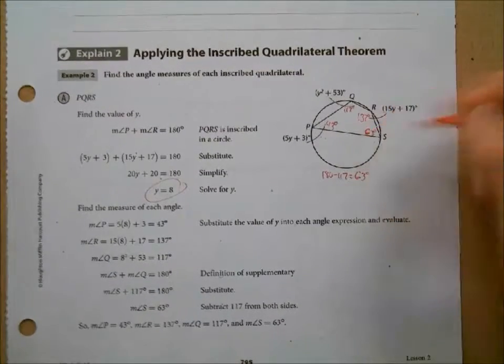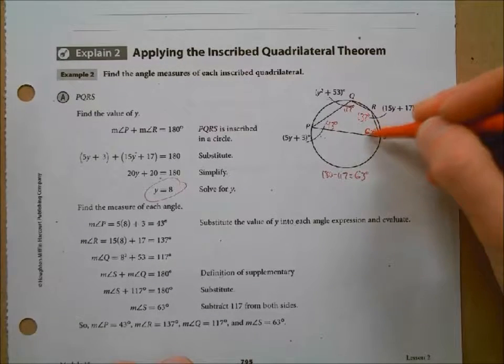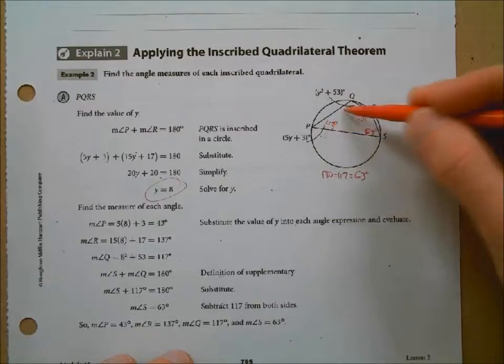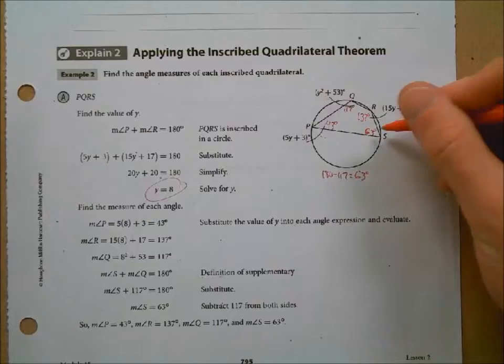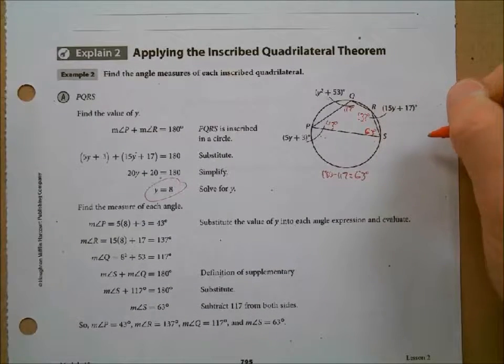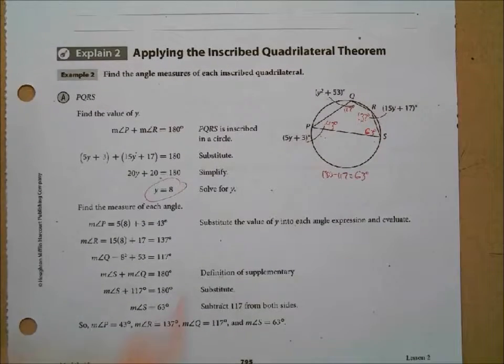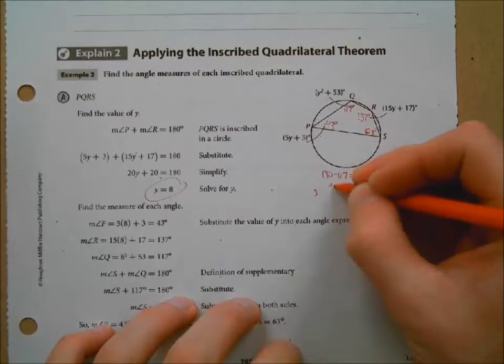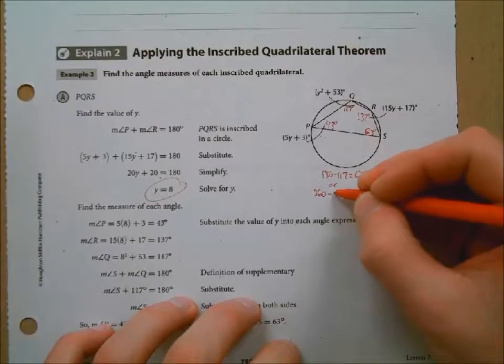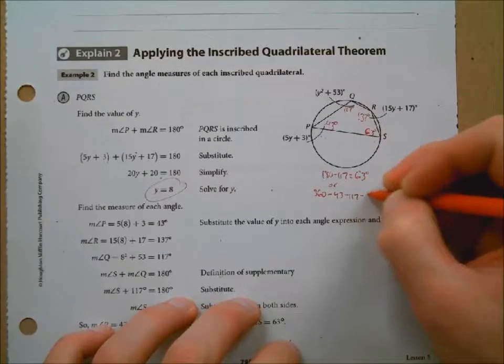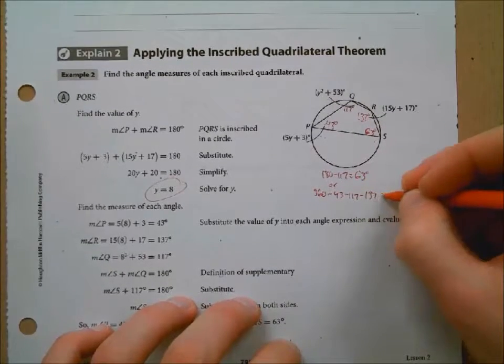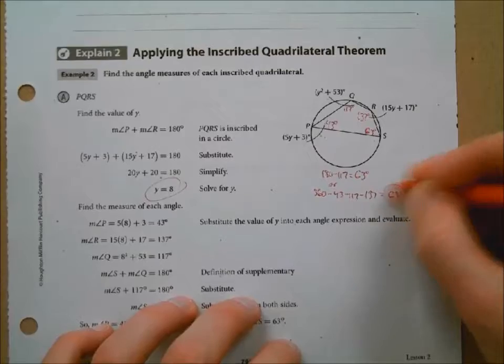What else must be true about this missing angle right here? If we have 3 angles in a quadrilateral, how can we find that 4th missing angle? Subtract them from 360. Exactly right. So in fact, if you do that, that'll also work. So we could also do 360 minus 43 minus 117 minus 137 equals that 63 degrees as well.